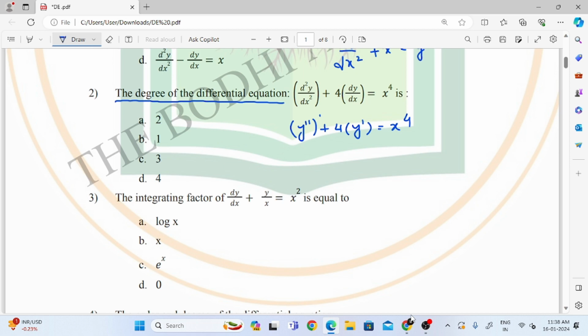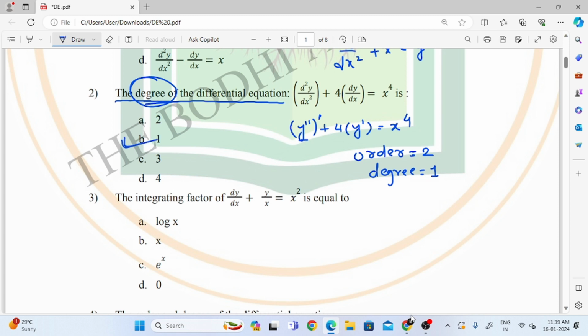The question is degree. But first of all, let's find the order. If the question is what is the order, the highest order derivative present in this equation is 2, so the order becomes 2. Now, what is the degree? Degree means we take the order, which is 2, and look at the power of that. The power is 1, so the degree is 1. So for this question, the answer for the degree is 1.